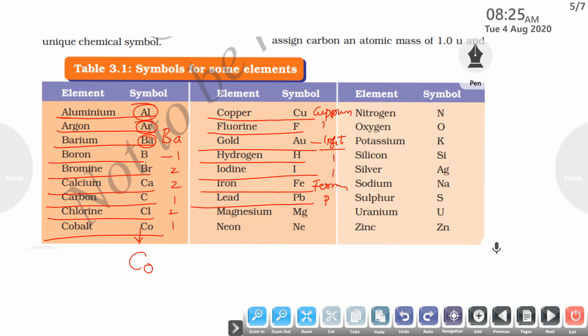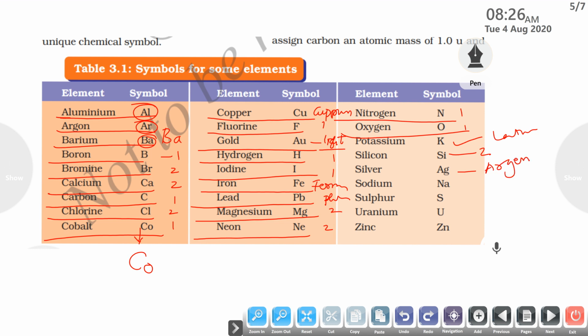Ferrum. Lead, plumbum. Magnesium, 2 letters. Neon is a 2 letter symbol. Nitrogen and oxygen are single letters. Potassium is taken from kalium. Silicon is a 2 letter symbol. Silver, from argentum. Here Ag means argentum. Sodium, again, is taken from the Latin word. Sulfur is a single letter. Uranium is a single letter. Zinc is 2 letters. So these are some of the symbols we can identify in our periodic table.